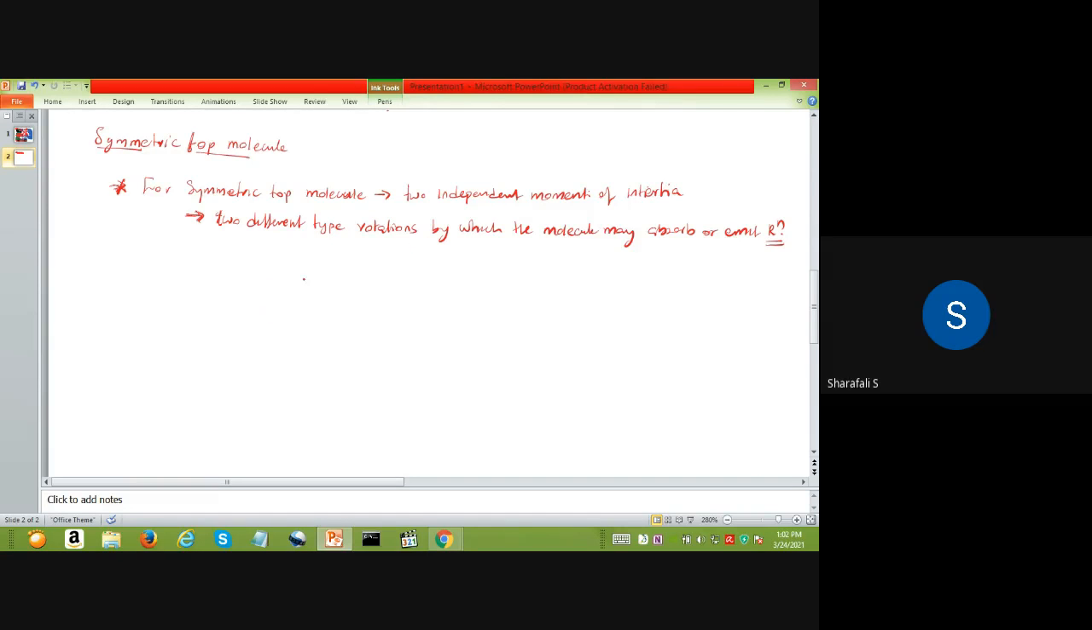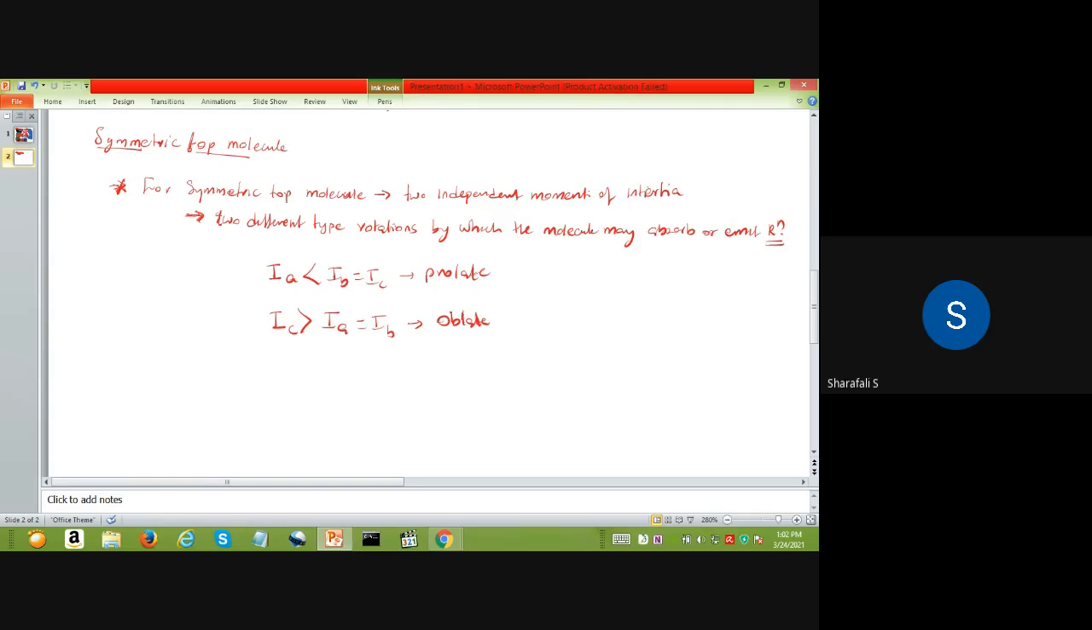What it means is, for a symmetric top molecule, you have two different moments of inertia. For example, for the prolate case, we have IA which is less than IB, which is equal to IC. This is for prolate, which we discussed in the last section. And then we have IC which is higher than IA, which is equal to IB. This is for the oblate case. I will discuss the oblate and prolate geometry in the next section.